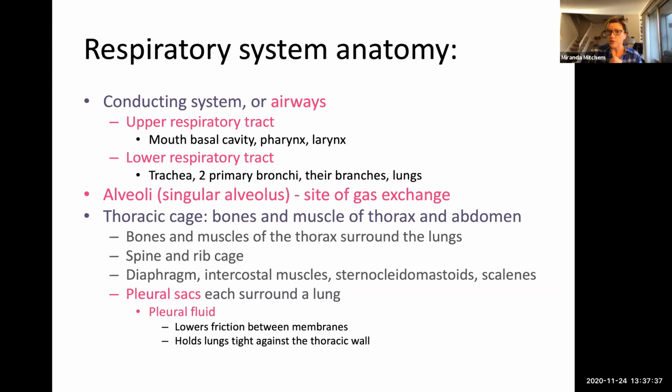And there are two. Each of our lungs sits within a sac. And then there's fluid in between the two layers of the sac, the pleural membrane itself. In that fluid, you can think of it like a lubricant. It's normally slippery, and it's essential to allow the lungs to fit tightly into the thoracic cavity so that the airways can expand and contract properly.